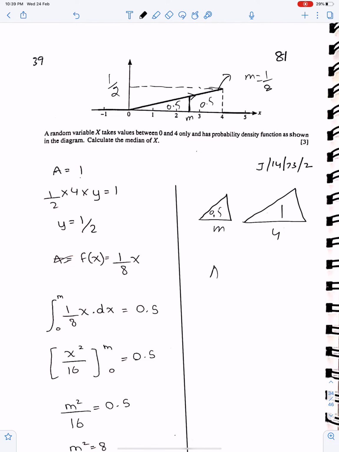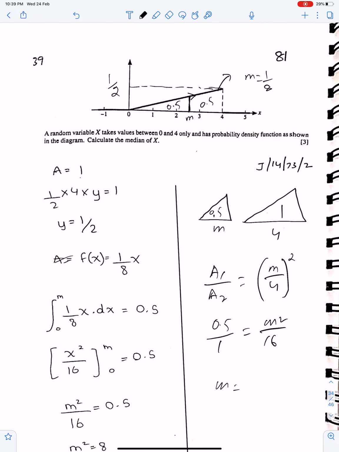So with the help of this formula, A1 over A2, you did this formula in O levels, we can easily get the answer. m upon 4 squared, and the area is 0.5, this is 1, this is m squared over 16. So m is, I guess, under root 8 or 2 root 2.